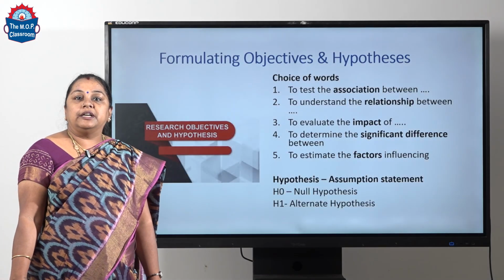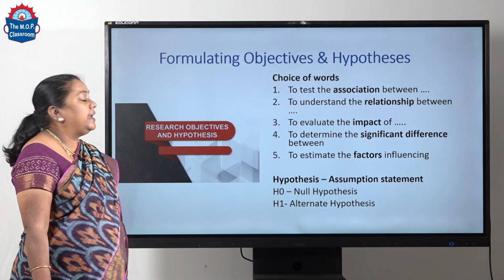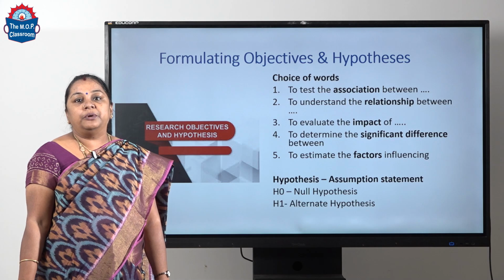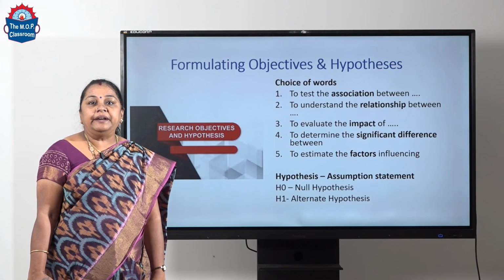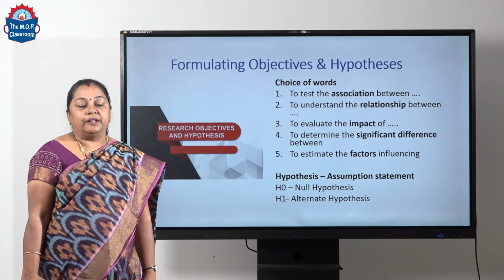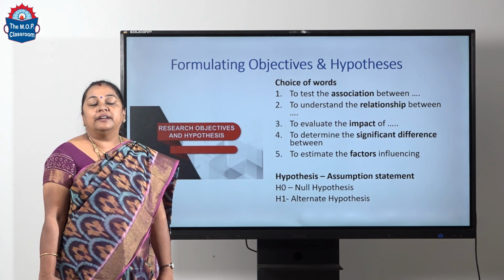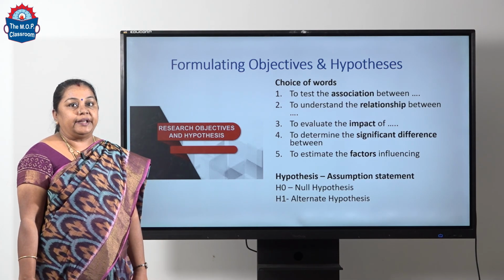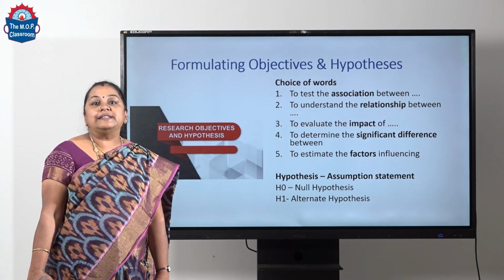When you are writing the objectives, the choice of words matters a lot. For example, if you say to test the association between variables, then you are indicating that you are going to do a chi-square. The choice of words in your research objective is mandatory for the reader to understand what type of test you are going to proceed with. For example, to test the association between age and smoking habits determines that you are going to do a chi-square test. To understand the relationship between, then it is correlation.